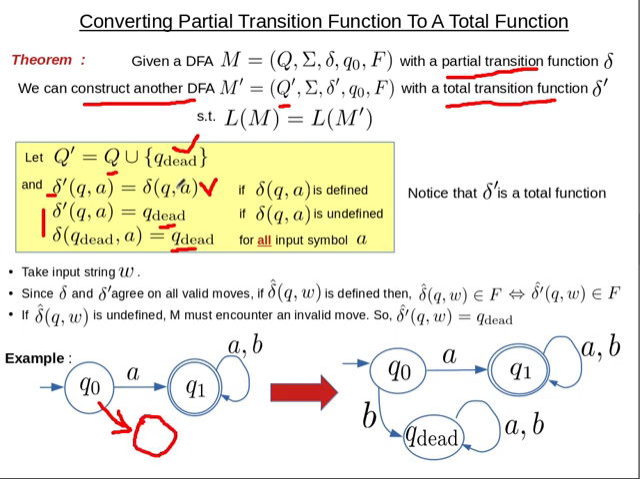And this dead state is not part of the final state. So the set of final states is the same, right? We are introducing a new state, but we are not including it in the final states. So this is not a final state. Now this is a specific example, but it's easily seen that it holds for any arbitrary DFA.